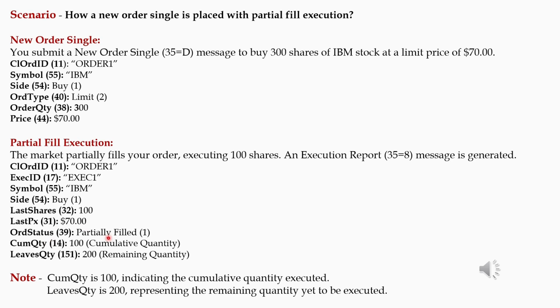So order status is partially filled, since 200 more quantity remains. Our total quantity was 300, only 100 is filled. So this is a partially filled order. So 39=1 represents a partially filled order.